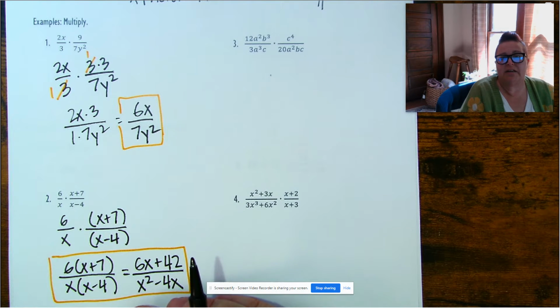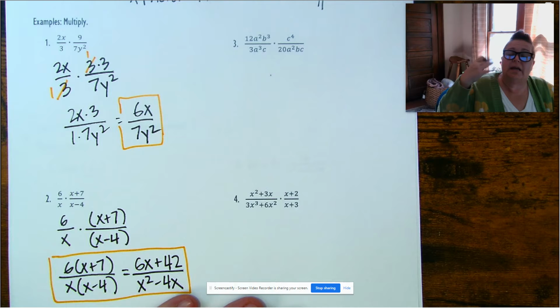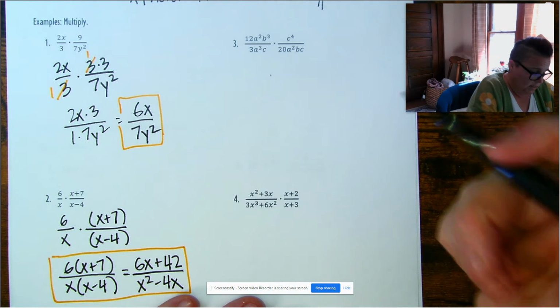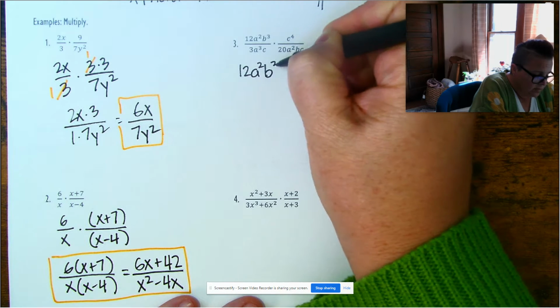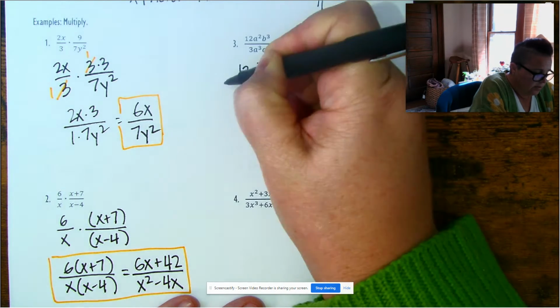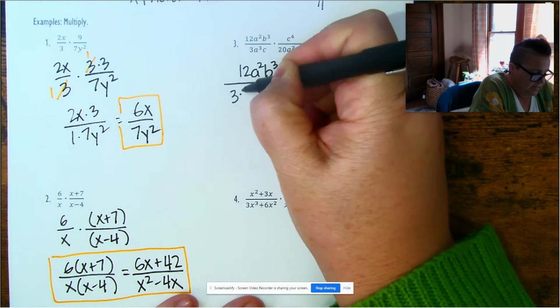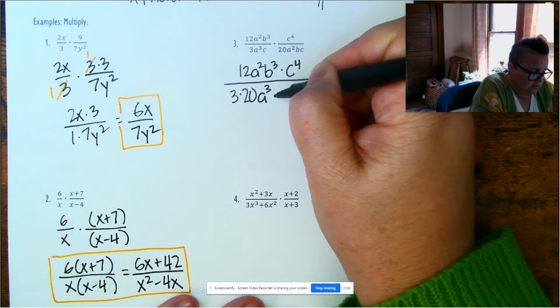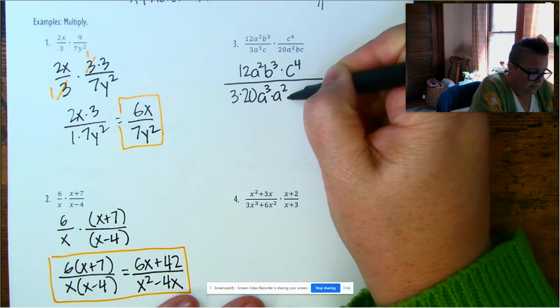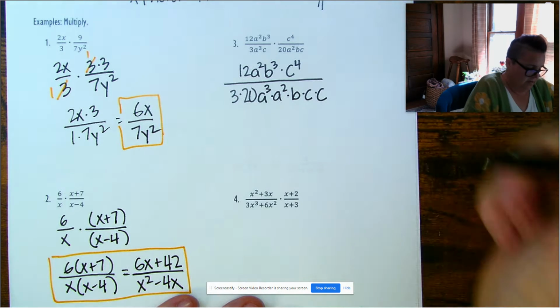All right, here in number 3, I have 12a squared b cubed times c to the 4th over 3a cubed c times 20a squared bc. Okay, I'm going to do a little organizing. Normally I would just do this in my head, but I'm going to write it down for you. So in my numerator, I'd have 12a squared b cubed times c to the 4th, over, I'm going to do a 3 times a 20. I'm just moving stuff around. And this would be a cubed times a squared times b times c times c.